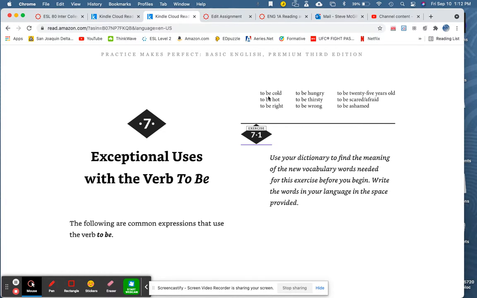So, to be cold would be something like, he is cold. The be verb is "is" in that case. She is cold. You are cold. We are cold. I am cold. They are cold.